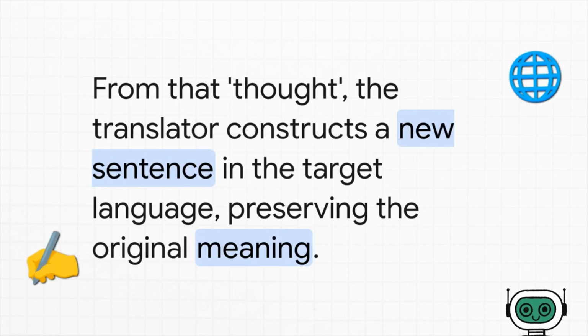And finally, with that one clear idea held in their mind, they start to generate the new sentence. Because they're working from the meaning, not the original words, the new sentence can be longer, shorter, or structured completely differently, but it still carries the exact same message. That's the breakthrough. Understand first, then generate.